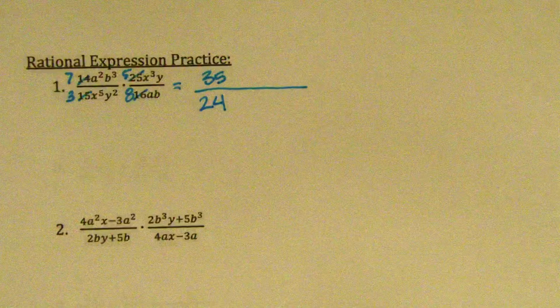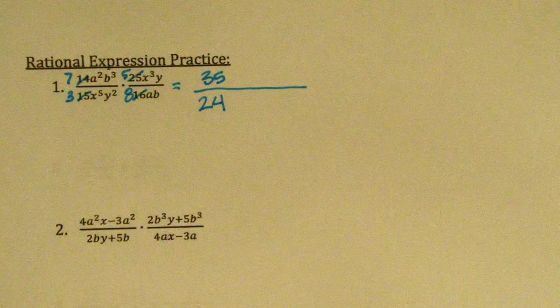Here, 14 and 16 have a common factor of 2. 14 divided by 2 is 7, and 16 divided by 2 is 8. And now on top and bottom, as far as the numbers go, there are no other common factors. So on top, 7 times 5 is going to give me 35. And on bottom, 3 times 8 is 24. So that is the number portion of this.